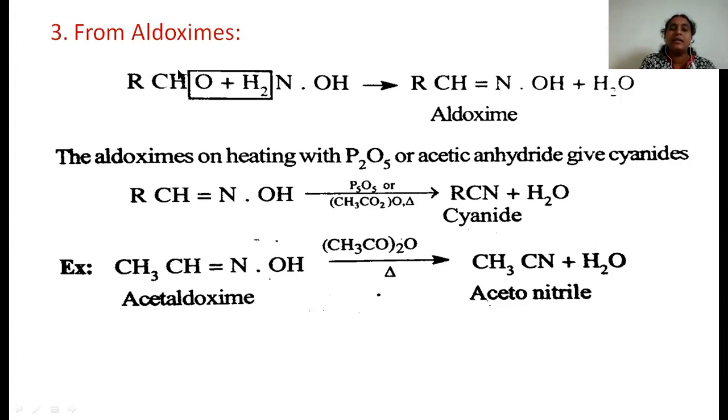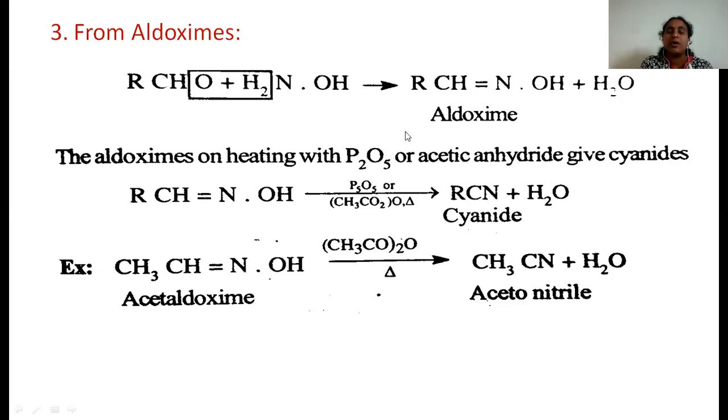So simultaneously, the pi bonding electrons shift to the oxygen, so an enol will form. Next step, again from this nitrogen one H is eliminated as H plus, and from here OH minus is eliminated as a water molecule. So an elimination reaction takes place, which finally produces this aldoxime.